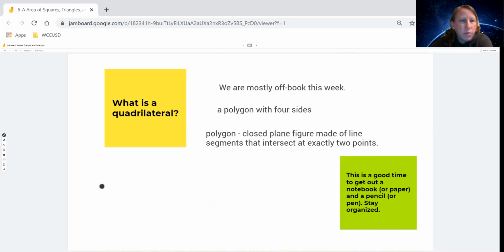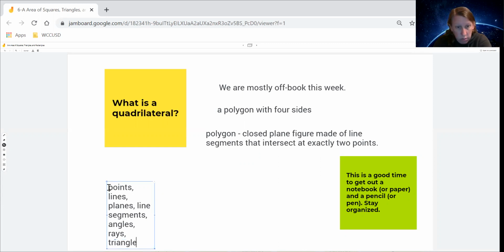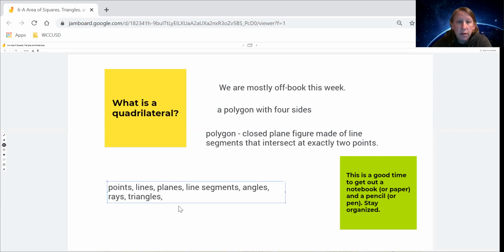We've talked about a lot of shapes. What are the shapes we've talked about so far? We've talked about no dimensional shapes, 1-dimensional, 2-dimensional, and polygons and quadrilaterals. Those are all on this flat surface, the plane. We've talked about points, lines, planes, line segments, angles, rays, and triangles. I'm probably missing one. Of all of these, the only polygon is a triangle. A triangle you can draw on a plane.